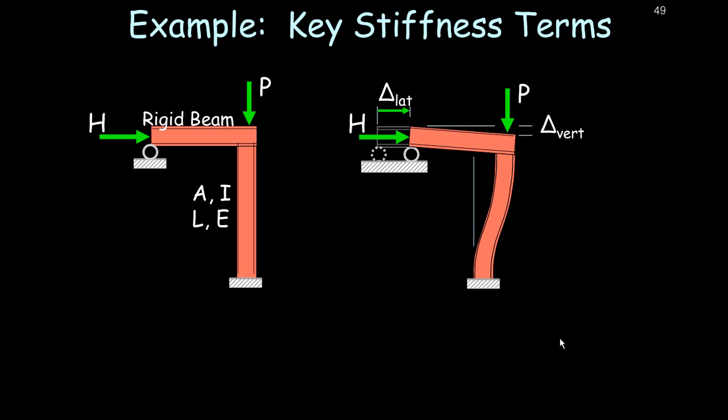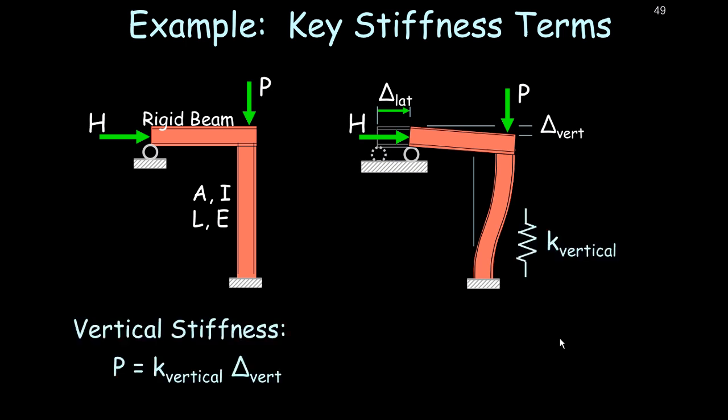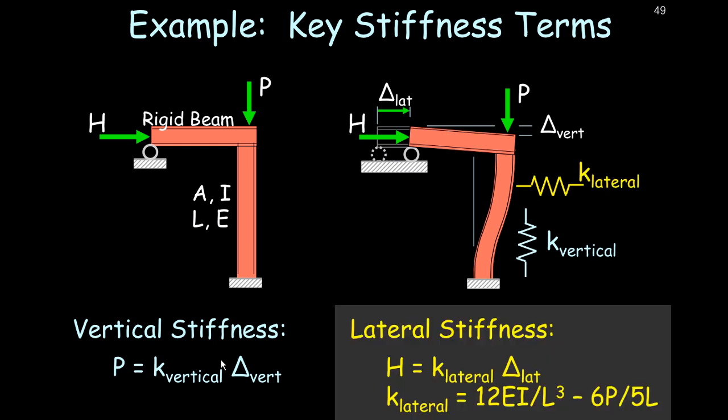All right. So key stiffness terms, again, if we have a look at the vertical stiffness, that is, we're applying axial force, how much does the member move up and down? Well, that one's pretty straightforward. The vertical stiffness would be the axial force P equaling K multiplied by the vertical deflection. However, the lateral stiffness is really the key one here. So the horizontal displacement is proportional to the horizontal force, and it's by this lateral stiffness.